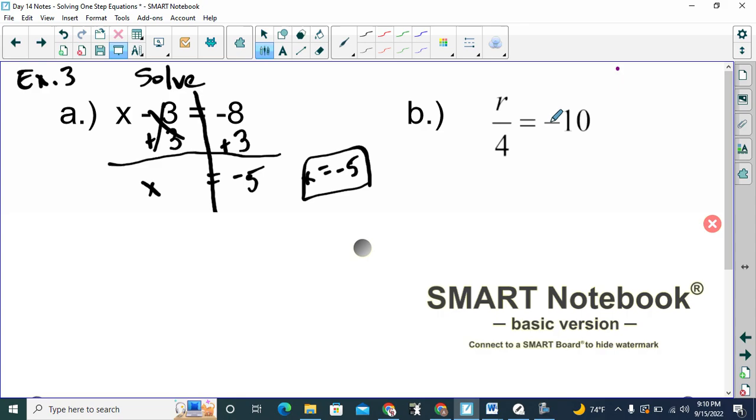R divided by 4 equals negative 10. We just did one very similar to this. The inverse operation of division is multiplication. I need to multiply by 4 to cancel the division. If I multiply this side of my equation by 4, I have to multiply this side of the equation by 4 as well, giving me R equals negative 40.